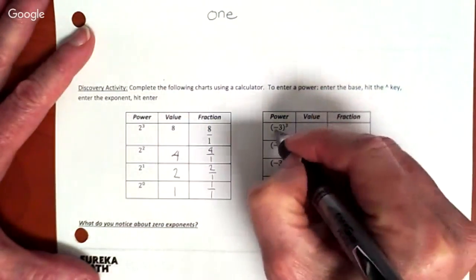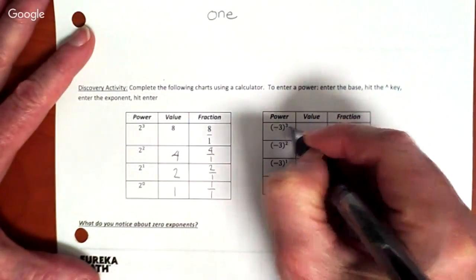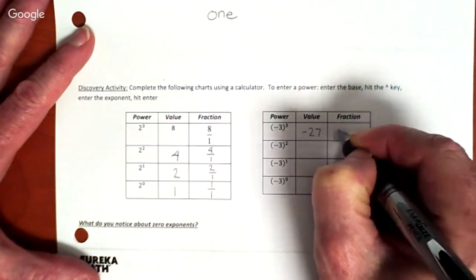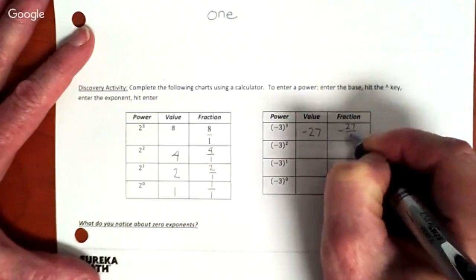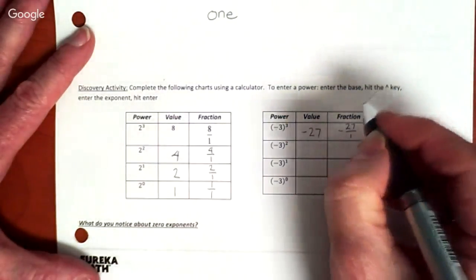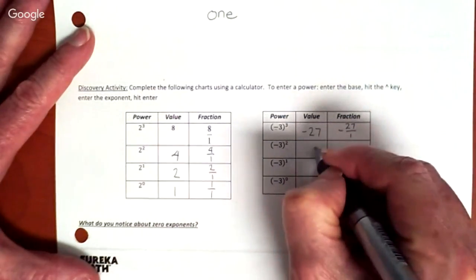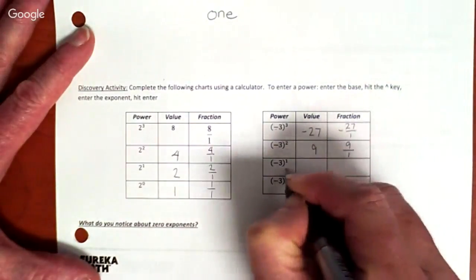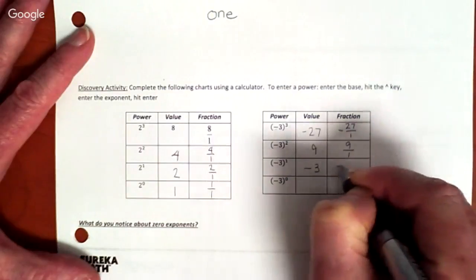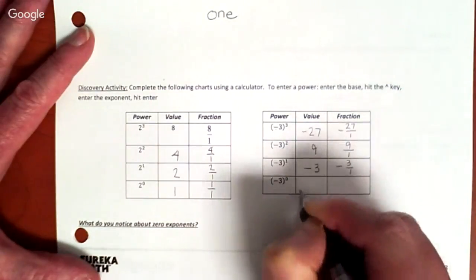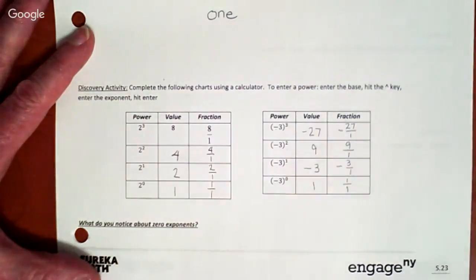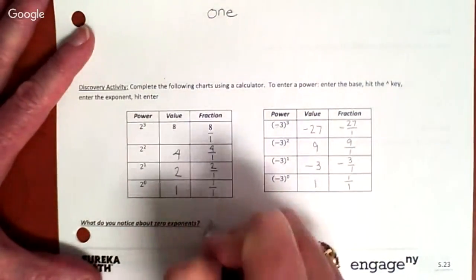Here, negative 3 to the third power would be negative 27, or negative 27 over 1. Here, negative 3 squared would be 9, or 9 over 1. Here would be negative 3, or negative 3 over 1. And here our answer again would be 1, or 1 over 1. What do you notice about the 0 exponents? They equal 1.